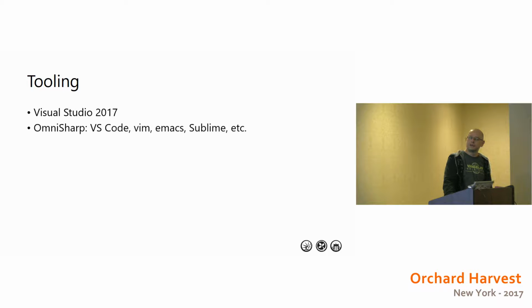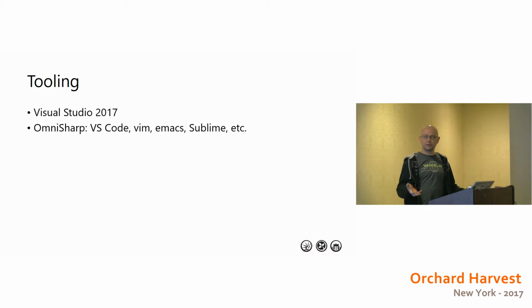You can also use any text editor of your choosing, and there are OmniSharp plugins for most of those. OmniSharp is a little piece of open source software that basically provides IntelliSense services for editors. So if you can integrate that into something like Emacs, for example, you can actually get IntelliSense in there, which is pretty neat.